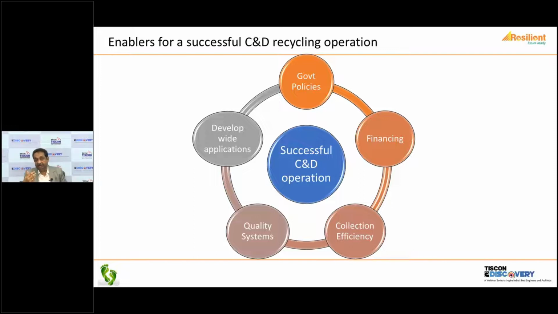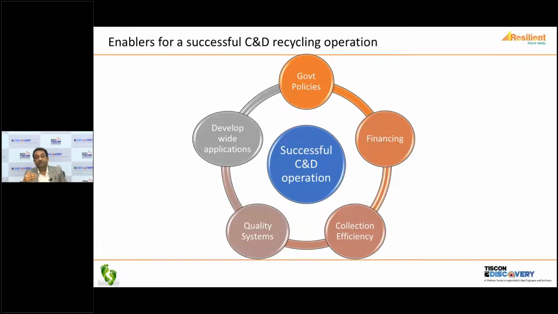We need to look at collection efficiency, because if people don't segregate the waste and put it in the designated areas, then the plant will be idle. So collection efficiency is extremely important. Quality systems: there should be documentation, there should be a certification which gives confidence to the end user that I can use this because this is a certified material. Because concrete waste comes from many different places. It could be subjected to sulfate contamination, it could be subjected to chloride contamination, it could be coming from different sources.